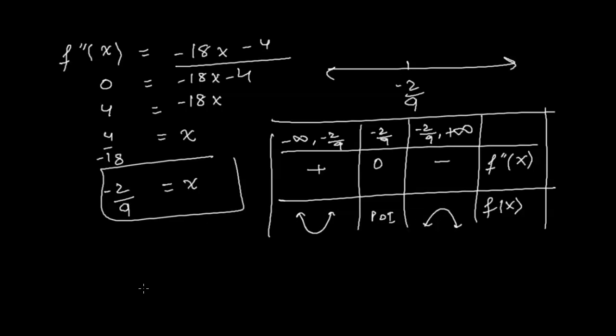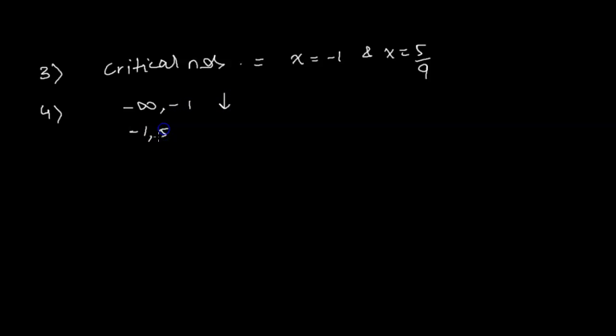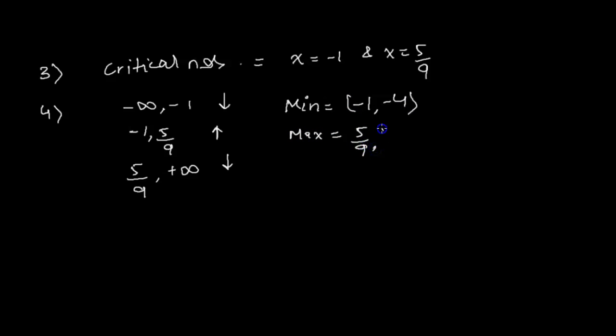Putting all these things together, we will just summarize what we have drawn out. First step, we got the critical numbers, and that was x equal to negative 1 and x equal to 5/9. Then we found out that from negative infinity to negative 1, the function is decreasing. From negative 1 to 5/9, the function is increasing. And then 5/9 to positive infinity, the function will be decreasing again. We also found out that the minima is going to be seen at negative 1, negative 4. And maxima is going to be seen at 5/9, 1.6.